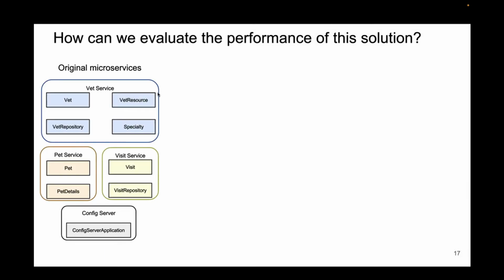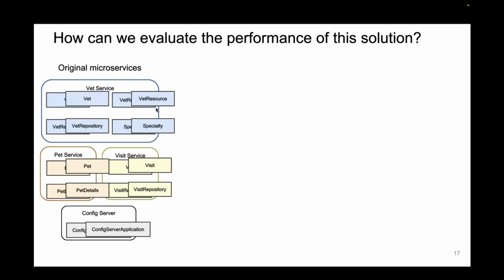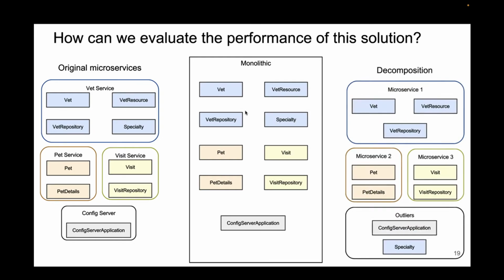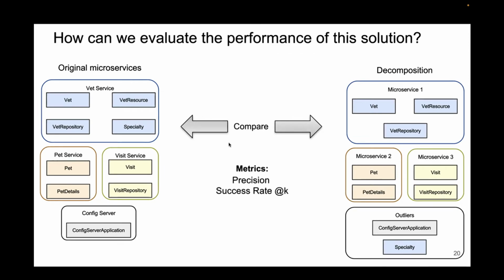We have 4 microservices and a total of 9 classes, each color-coded by their corresponding microservice. We merge these microservices into a single monolithic application, and then we apply our solution to generate decompositions such as this one. And now our objective is to compare these microservices in order to evaluate the performance of our solution.